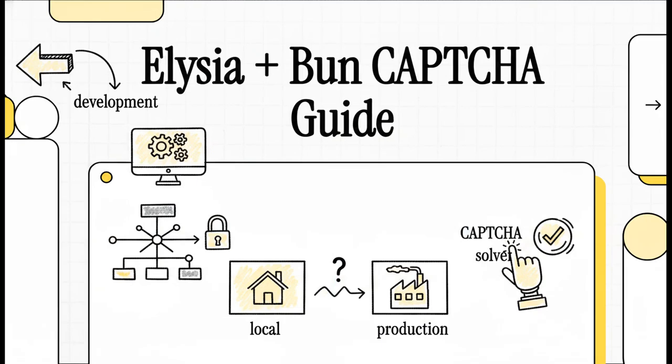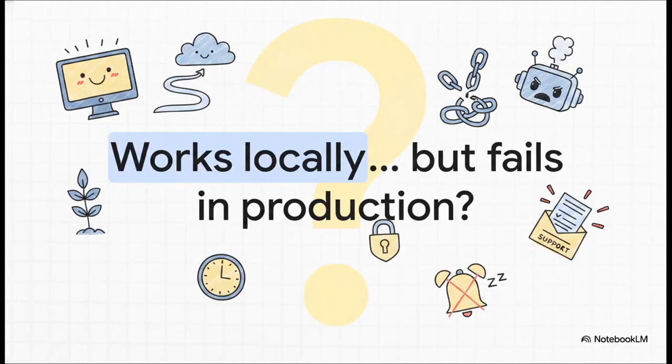Your CAPTCHA integration works perfectly during development, but what happens when it starts running inside a live production environment? Well, that is exactly the core challenge we're tackling today. It's incredibly frustrating, isn't it? Many Elysia and Bun applications perform flawlessly in local testing, but then they begin failing in scheduled jobs, worker queues, or unattended automation. You wake up to late-night error alerts and support tickets.